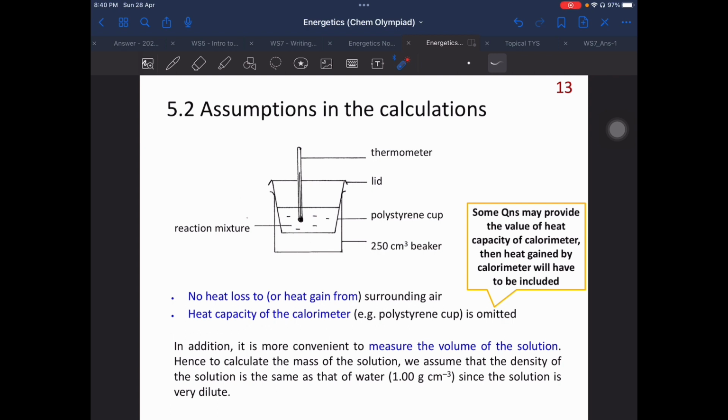Next, we also assume that the heat capacity of the material that's used to make the calorimeter is negligible. So unless the question gives you the heat capacity of the material itself, there's no need for you to include it when you are calculating the heat change. So we assume that it is not significant in the whole calculation. We just focus on the heat capacity of the reaction mixture, which in this case is the solution.